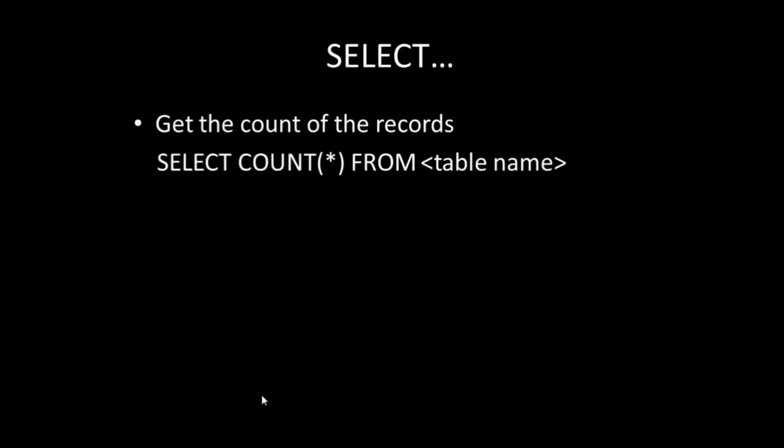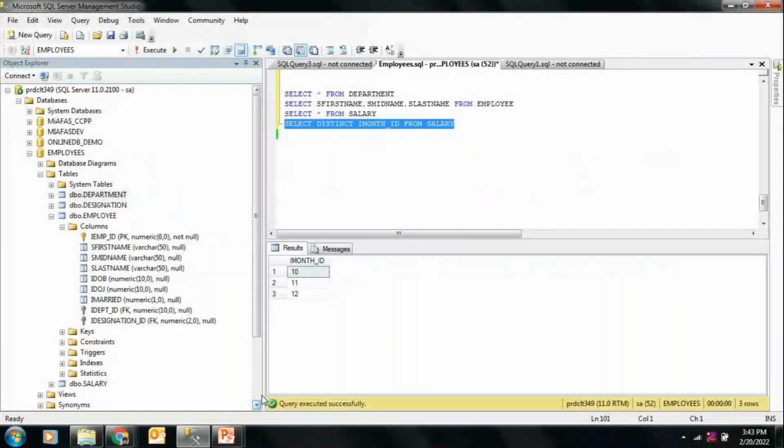Now, when you want to get the count of the records, so you want to only find the number of records in a particular table, then we can use select count star from table name. So again, count is a predefined command. Okay, select count star from table name. So let's see this.